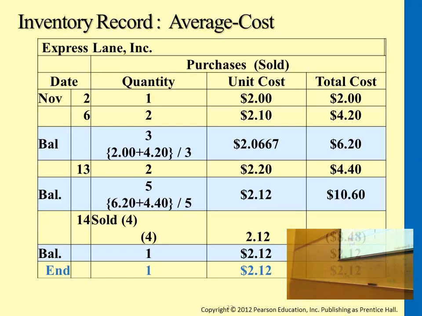So this line here, 2.12 times 4 units, 8.48 will be the total cost of goods sold, and then 2.12 will be ending inventory. So these two again, cost of goods available for sale is also $10.60. It's exactly the same regardless of the method that you use.